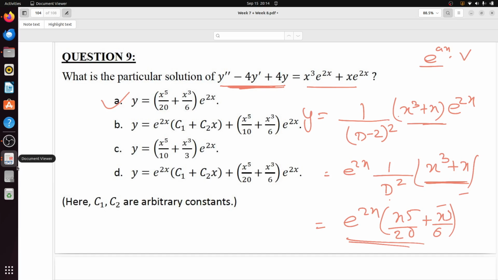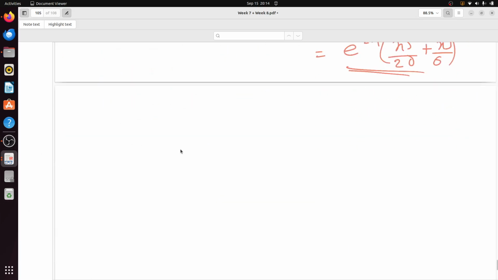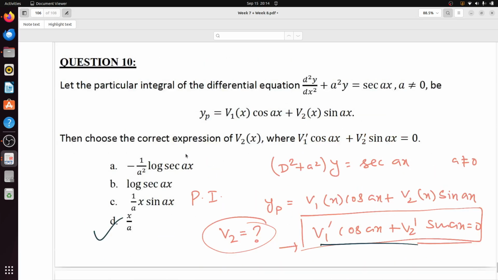Okay, so this problem I think ma'am has already solved. So this is nothing I have also right now discussed. So let's move to the last problem of today's class. This is question number 10.